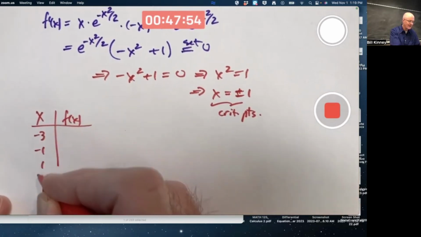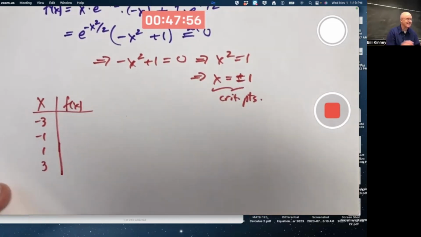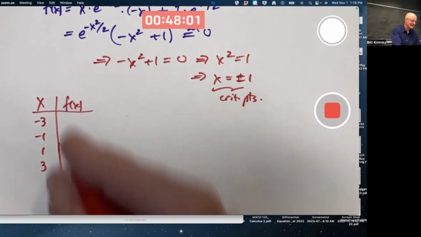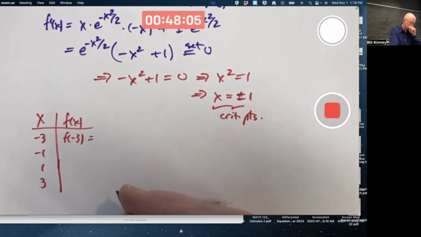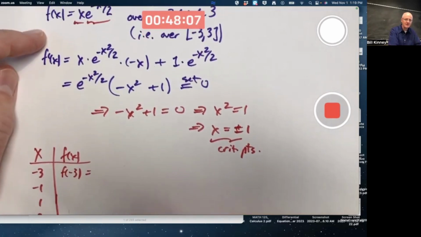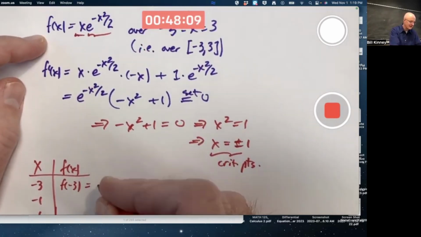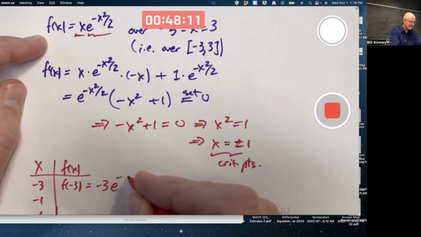-3, -1, 1, 3. These are equally spaced as well. That doesn't always happen. Doesn't usually happen, in fact. F of -3. Go back up to the formula for F. You'll get -3 e to the negative of -3 squared over 2.